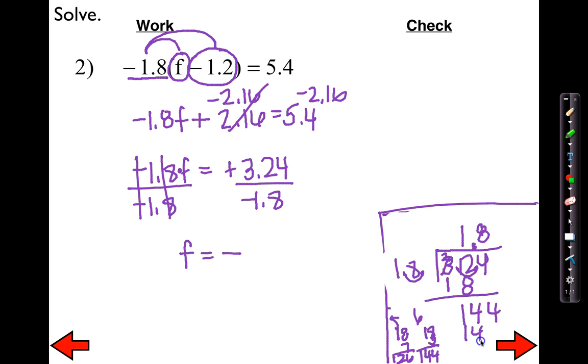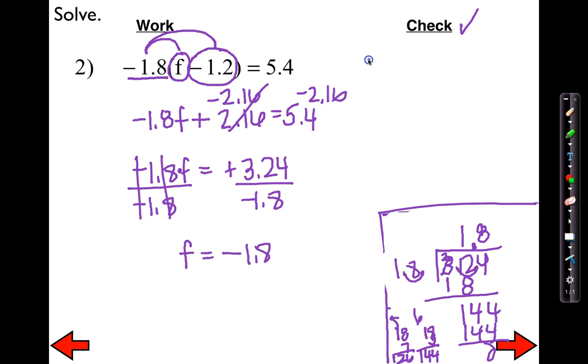So my answer is going to be negative 1 and 8/10. But can I confidently claim that this is my answer? Not quite until I've checked my work. So I'm going to go ahead and do that. Let's go ahead and rewrite the entire equation, but instead of an f, we're going to plug in our answer.